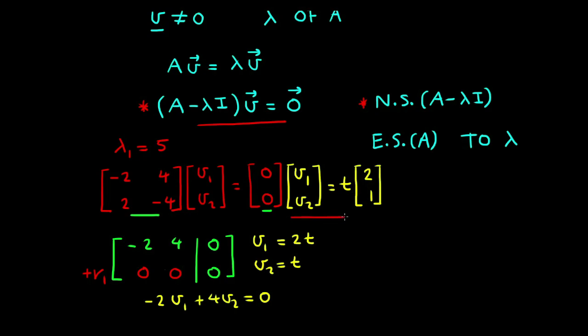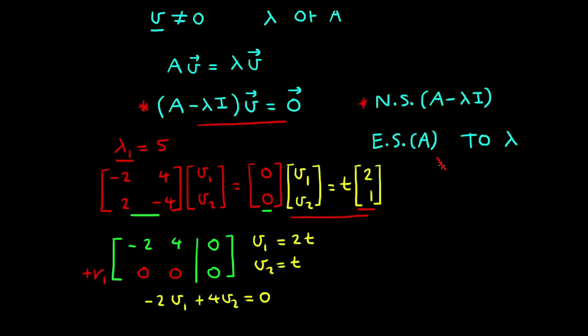So this is the solution space, or the eigenspace, corresponding to this eigenvalue. And this eigenvector with components 2 1 forms the basis of this eigenspace.